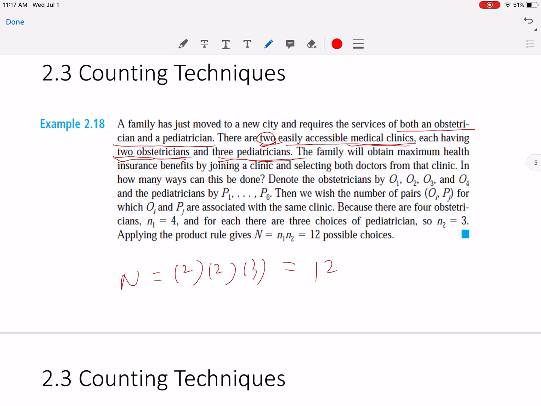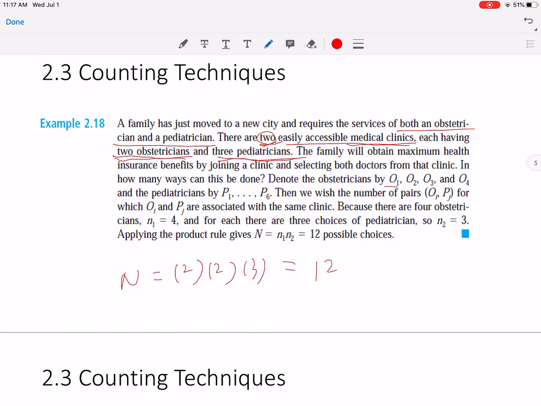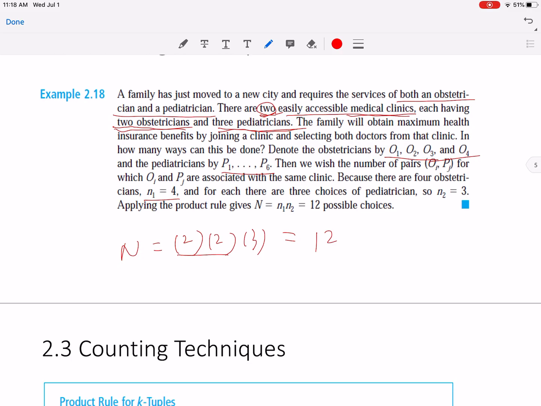Now let's take a look at the answer given here. Denote the obstetricians by O1 through O4, and the pediatricians by P1 through P6. Then we wish to count the number of pairs OI, PJ for which OI and PJ are associated with the same clinic. There are 4 obstetricians, so n1 is equal to 4. Actually, the 4 obstetricians is the total, and it's coming from the 2 times 2 over here. And for each, there are 3 choices of pediatricians, so n2 is 3. Applying the product rule, N is equal to n1 times n2, which is 12 possible choices.